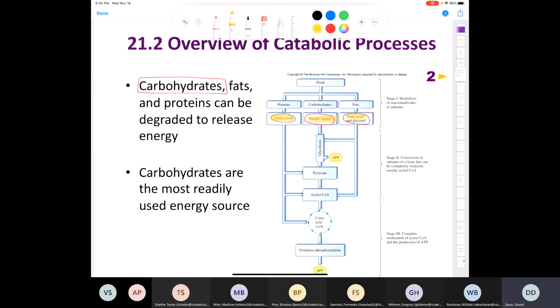Well, are all of these going to be degraded in the exact same way? The answer is no, and that's pretty clear here. Now, carbohydrates don't provide the most energy in terms of their quantity. Fats provide the most energy based off of their mass. They provide double the amount of energy as carbohydrates. But carbohydrates are the most readily used energy source.